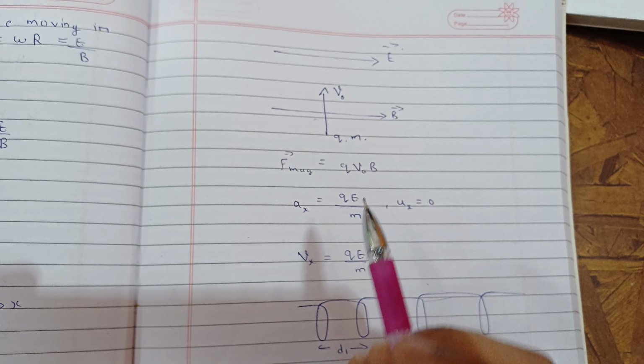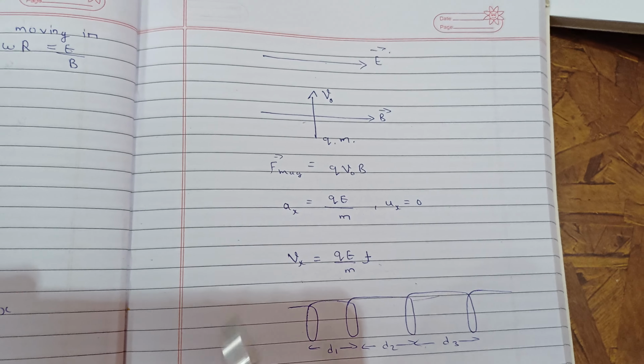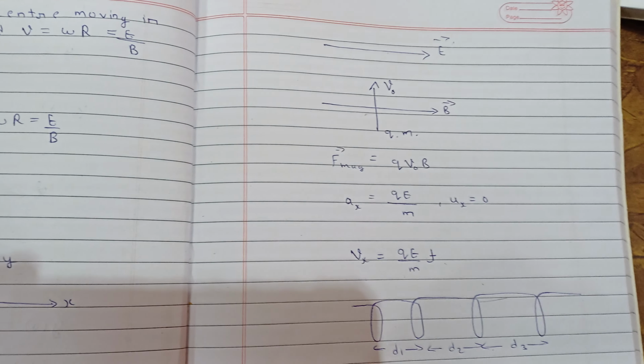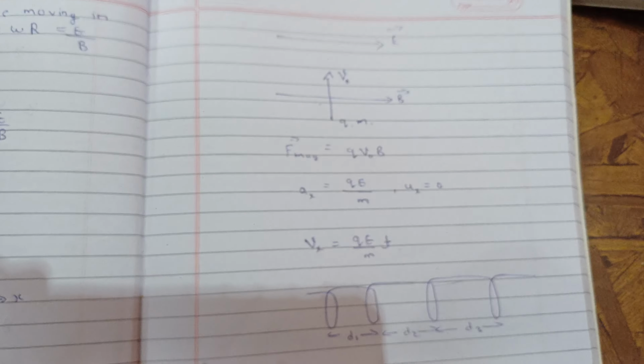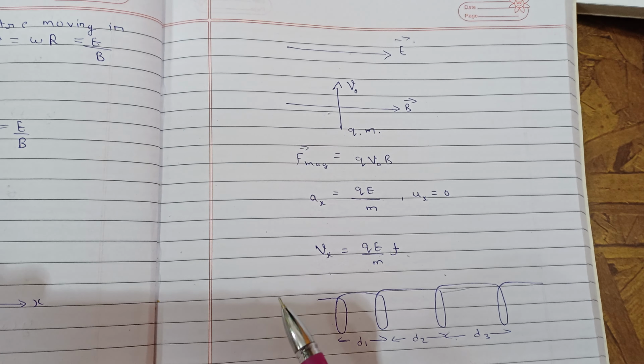So that's all on the motion of a charged particle in electric and magnetic fields. In the next lecture we will start magnetostatics, meaning how the magnetic field works for a constant current. So that's it for today. Thank you everyone.